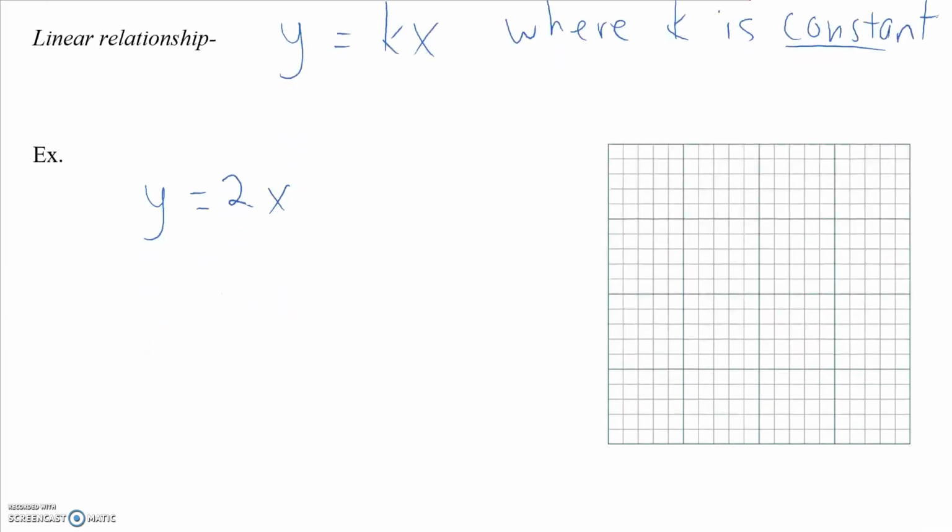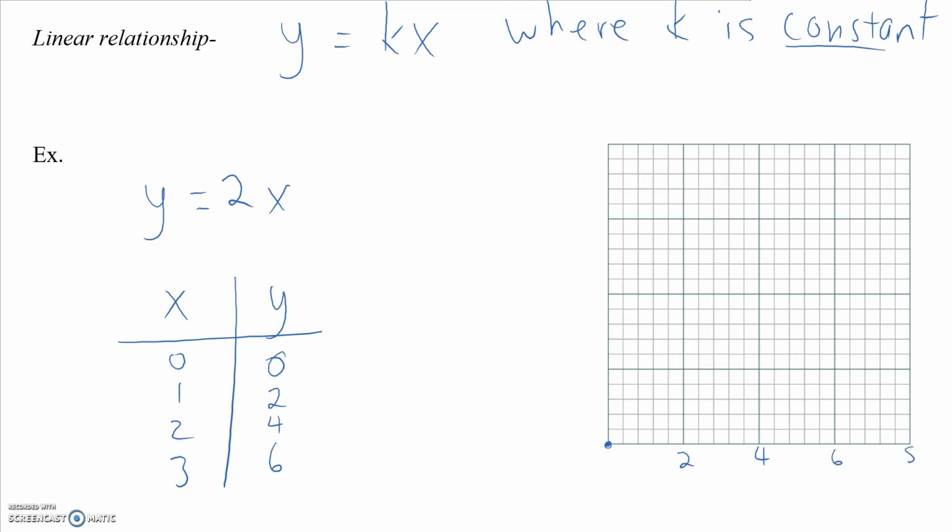So what does this look like on a graph? Well, we can make some numbers up. 0, 1, 2, 3. If x is 0, what is y? It's 0. 2 times 0 is 0. If x is 1, what is y? 2 times 1 is 2. Go ahead and fill out when x is 2 and 3. The answers are 4 and 6.